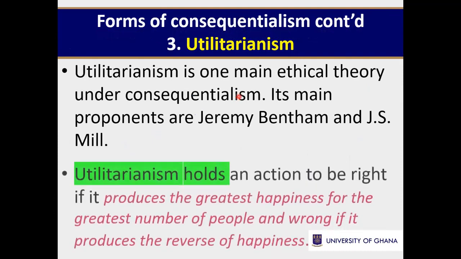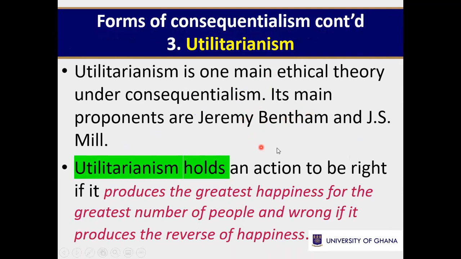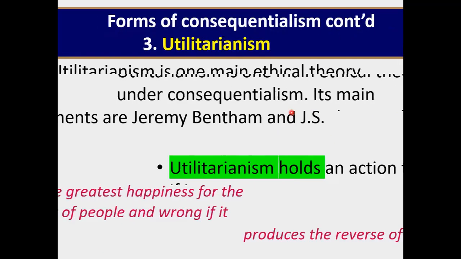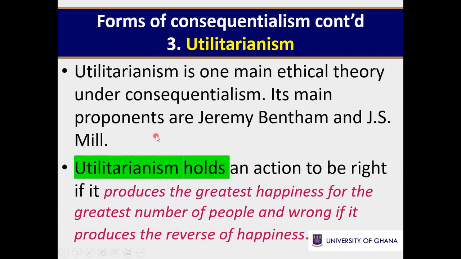Its main proponents are Jeremy Bentham, who emphasizes quantity over quality. That's Jeremy Bentham. And then the other one is J.S. Mill, John Stuart Mill, who emphasizes the quality of that outcome over the quantity. But they are both, you will learn all of that later. They are both utilitarian thinkers. Now, what do they say?